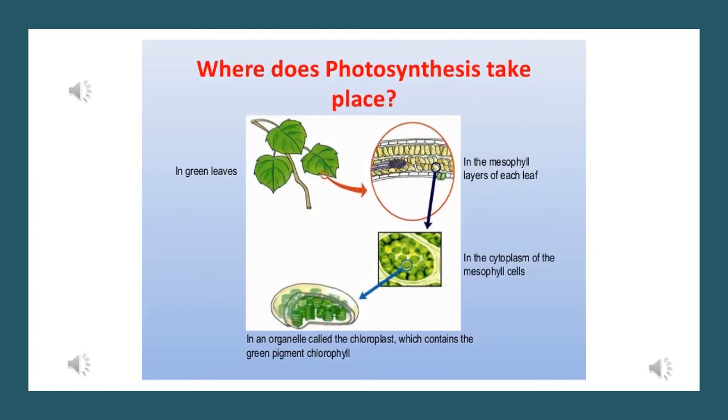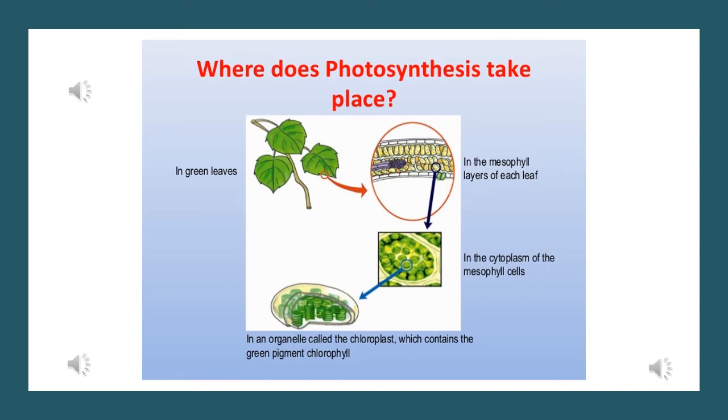Yes, so here photosynthesis takes place in leaves. You can see in the diagram, in the form of a flow chart, they have explained. So the leaves have a layer of mesophyll. Now in the cytoplasm of the mesophyll cells, you have the chloroplast. Chloroplast is known as one of the organelles. Okay. Now organelle means a component of a plant cell.